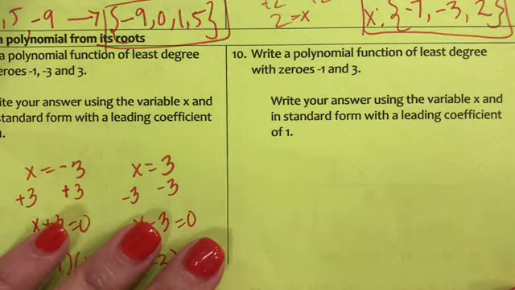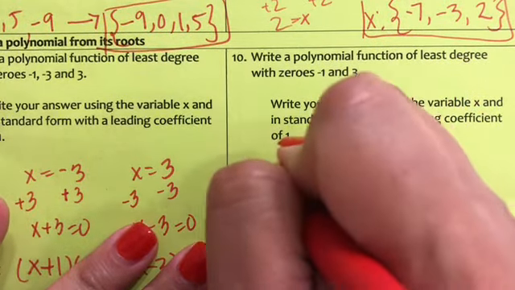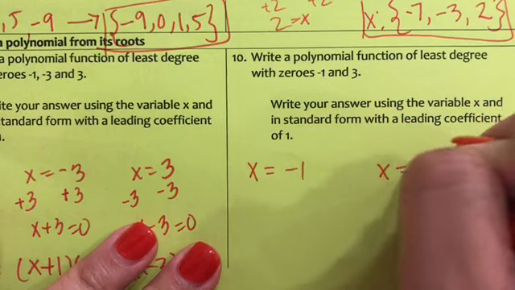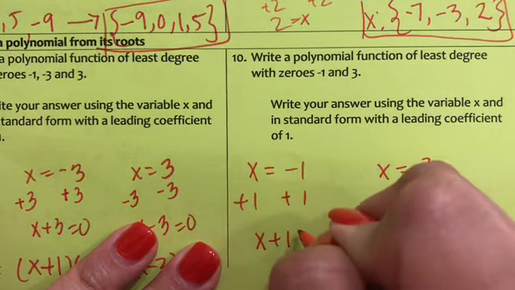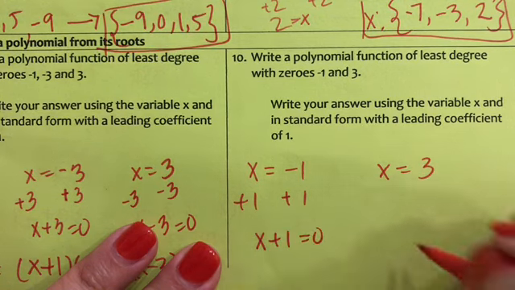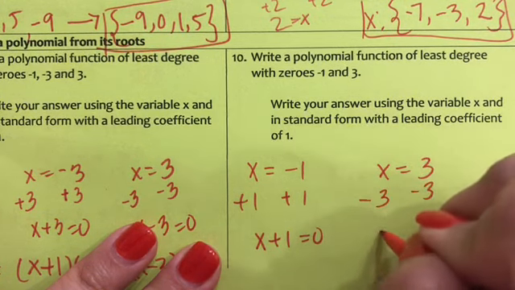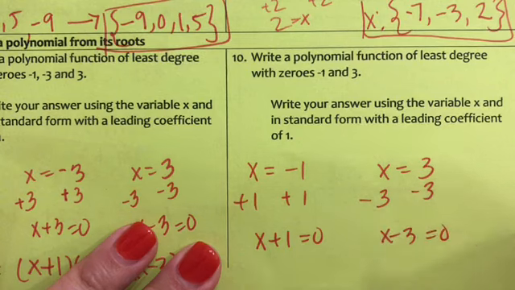We'll do it here again. So I'm saying that x equals negative 1, x equals 3. Add 1 to both sides: x plus 1 equals 0. Minus 3 from both sides: x minus 3 equals 0.